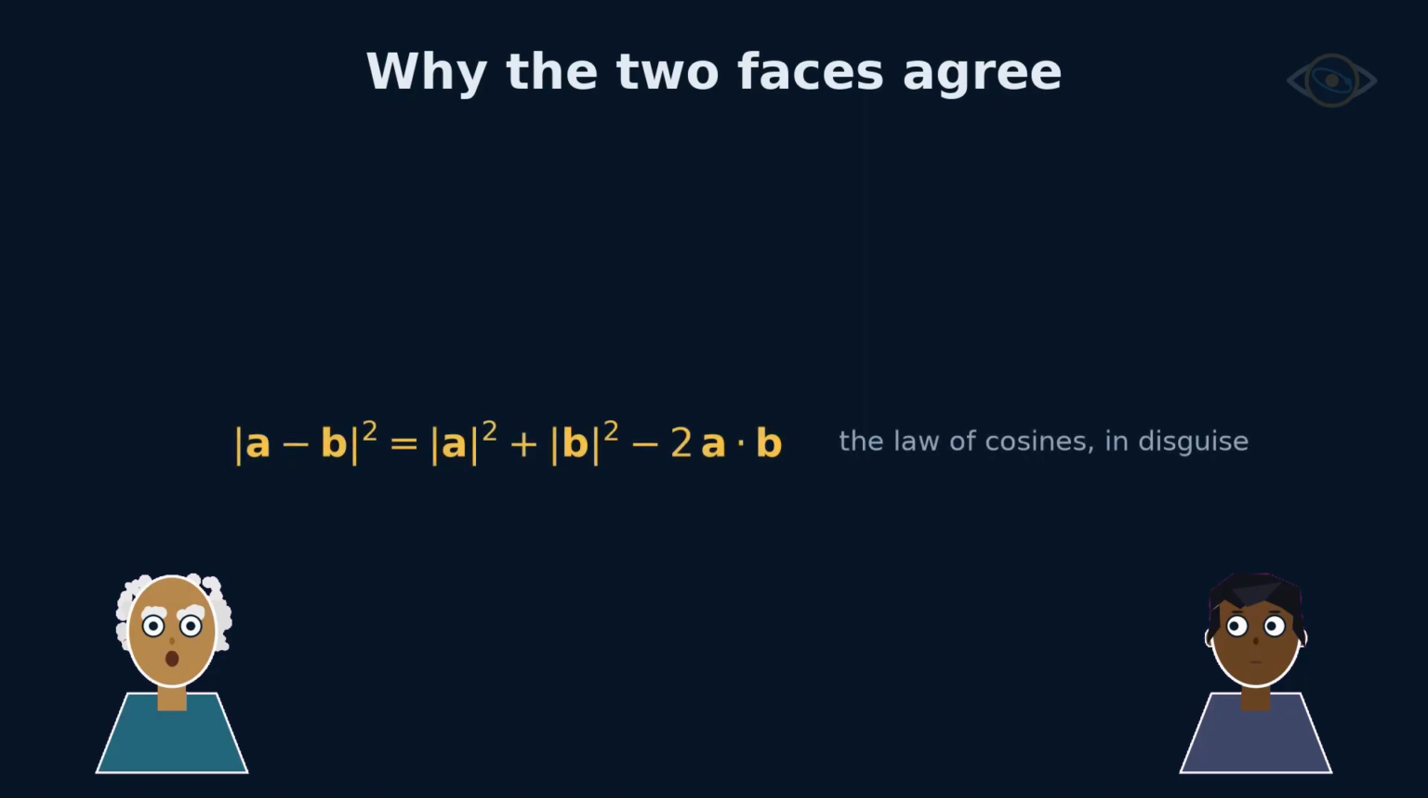Why do the component recipe and the lengths times cosine agree? Expand the squared distance between the vectors, and out falls the law of cosines. So the algebra and the geometry are forced to match? It's just the law of cosines wearing a different outfit.